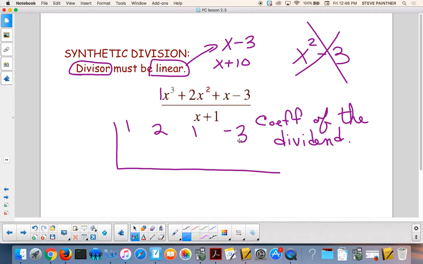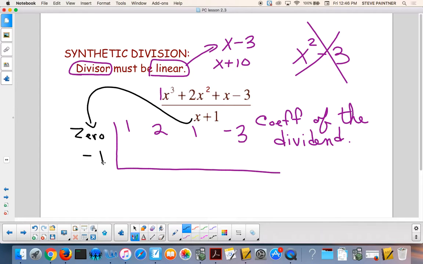Then you're going to divide by x plus 1, but here's the secret. The secret is the number that goes out here: set it equal to 0. What's the 0 coming out of this? -1. So you have to put a -1. That's the secret. If I tell you to divide by x plus 1, put -1. If I tell you to divide by x minus 1, put +1. That's just the setup.